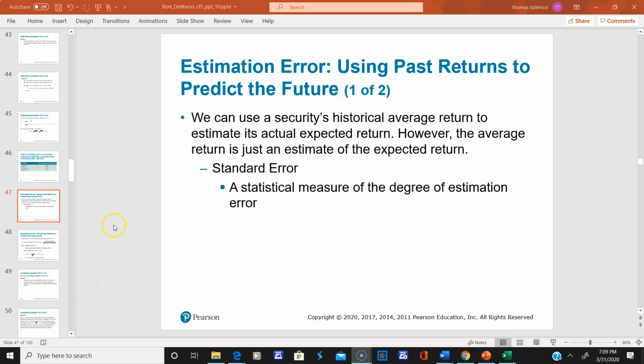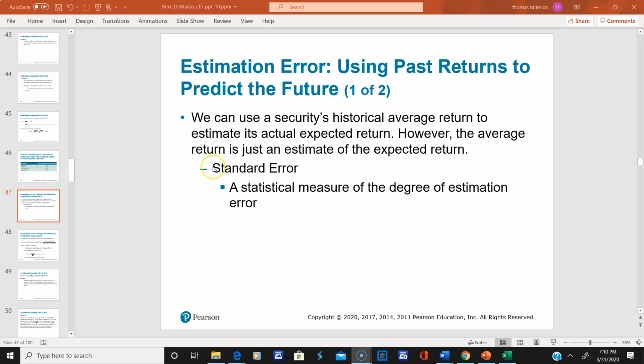So this is the fifth part now of chapter 10. And basically we got to look at the estimation error. We made an estimate of the return, so now we have to determine how much error did we make because we used past returns. We're using past numbers to predict the future, and there's going to be some error associated with that.